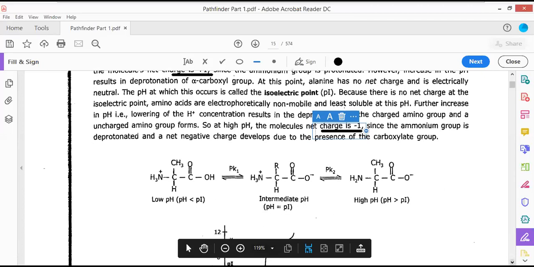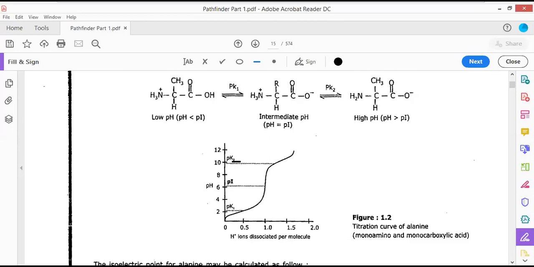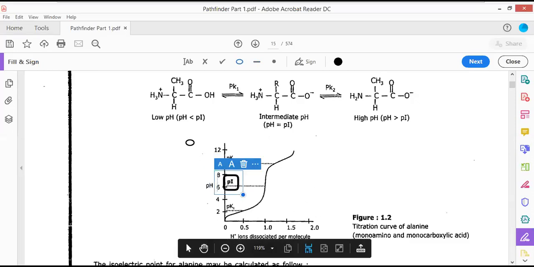Now how can this pI be calculated? The pI can be calculated as the midpoint between pK2 and pK1. So you just add pK1 plus pK2 and divide by 2, and you will get the isoelectric point, that is referred to as the pI. Now please listen to me, very important.